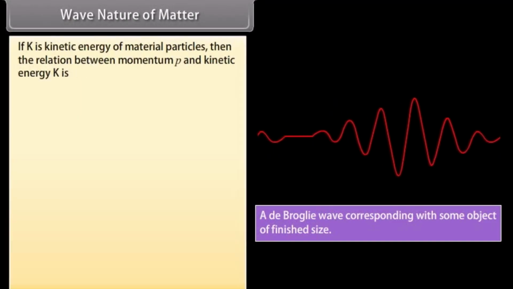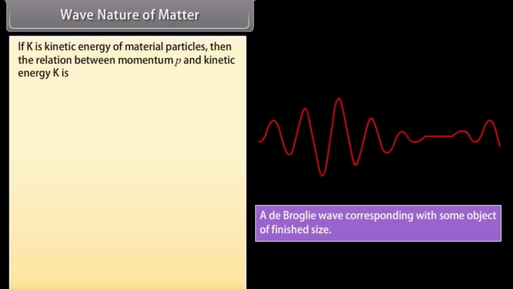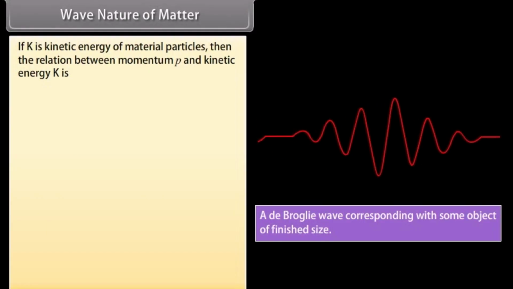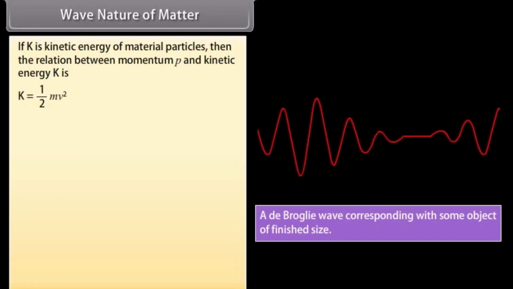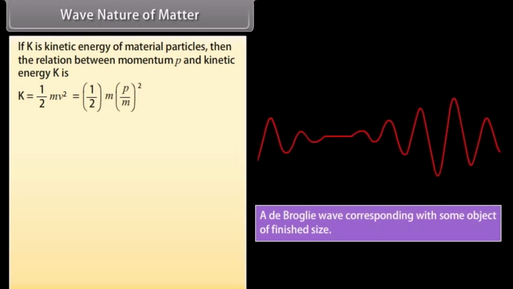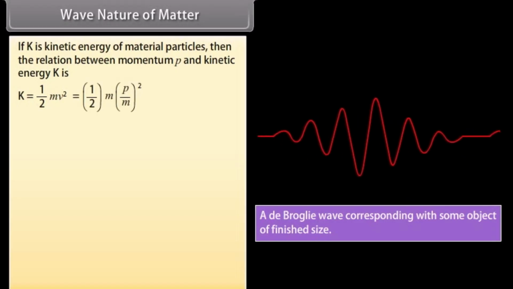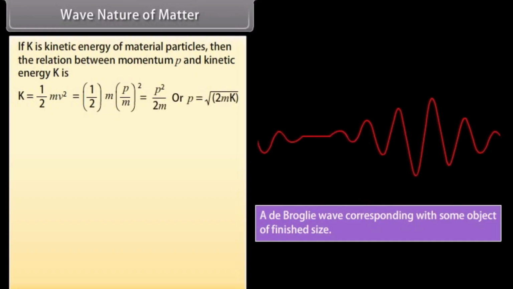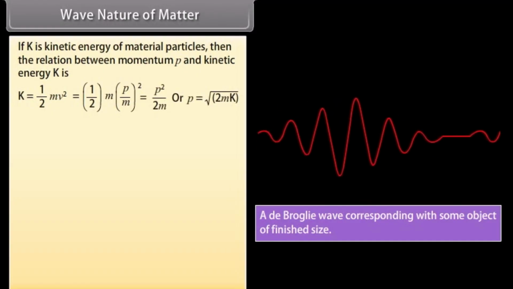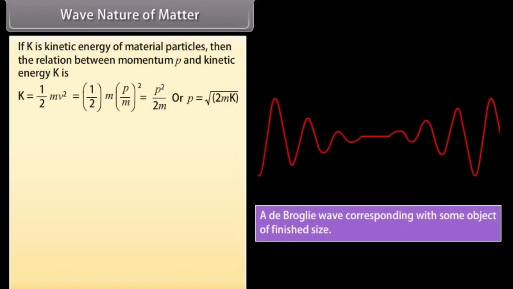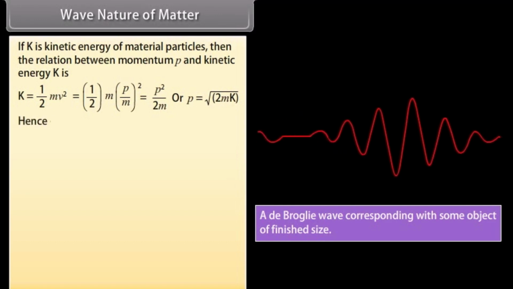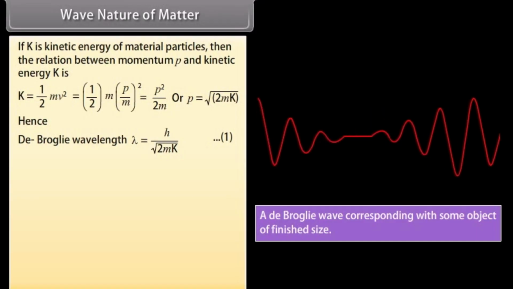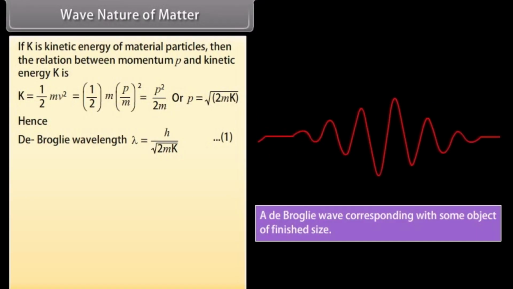If k is kinetic energy of material particles, then the relation between momentum p and kinetic energy k is k equals 1 by 2 mv square, which is equal to 1 by 2 into m into (p by m) square, which equals p square by 2m, or p as square root of 2mk. Hence, de Broglie wavelength lambda is equal to h by square root of 2mk. Name it as 1.